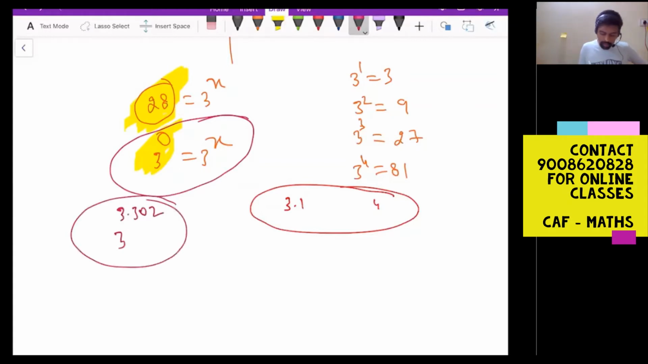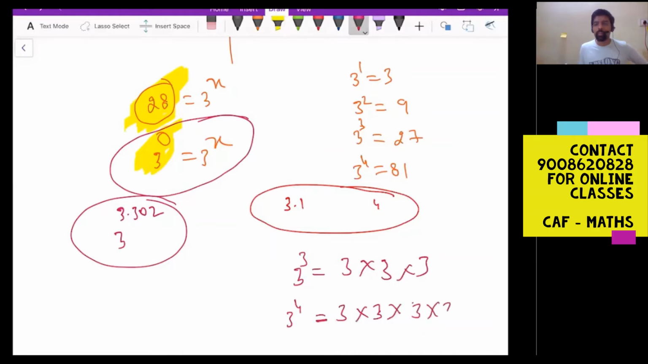Can you solve this in a calculator? How do you solve 3 to the power 3? 3 into 3 into 3, you multiply 3 times. If it is 3 to the power 4, you multiply 4 times, 3 into 3 into 3 into 3. Correct? If it is 3 to the power 3.302, how many times will you multiply?